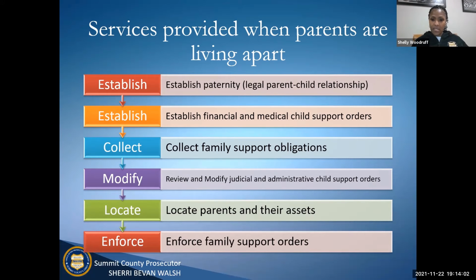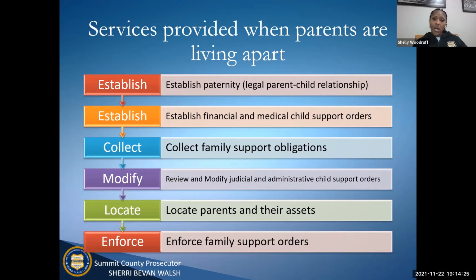So we're down to collect. We collect the family's child support. Modify. We will review and modify the judicial and administrative child support order. So to request a modification, after we have established paternity and set a support order based off both parties' income, we can modify the order.